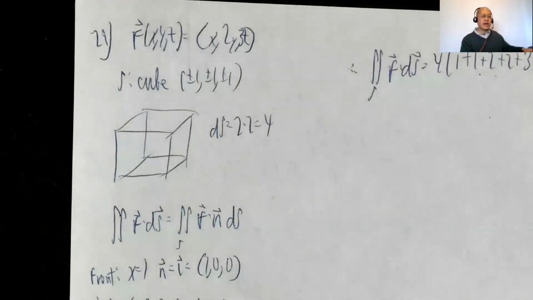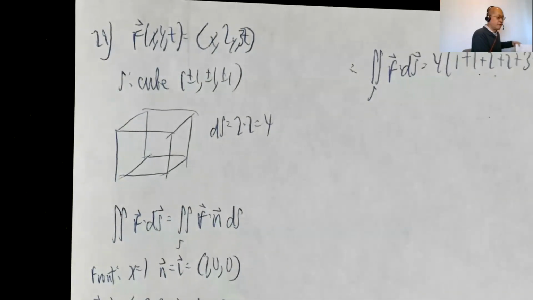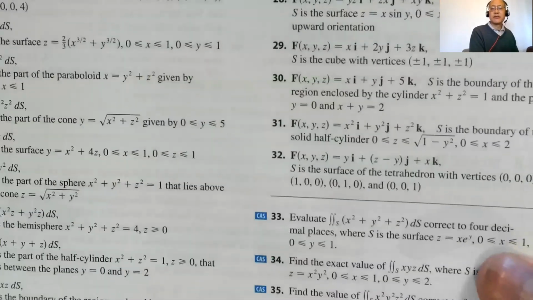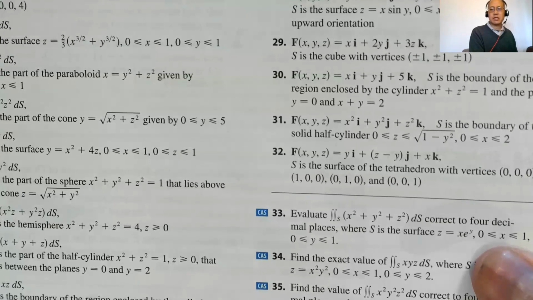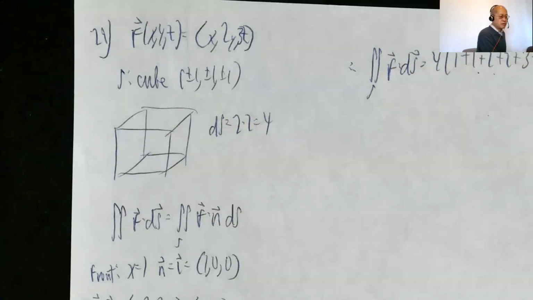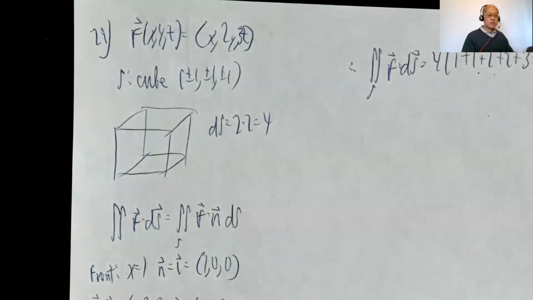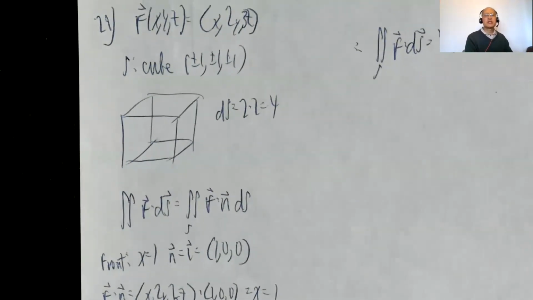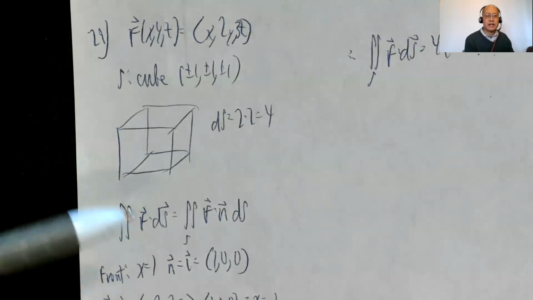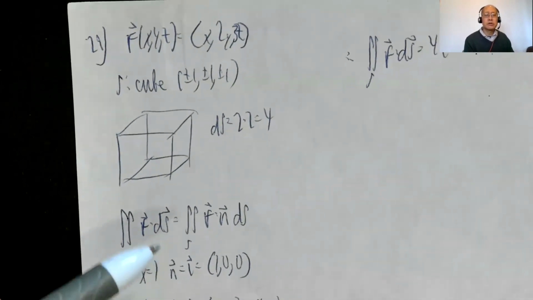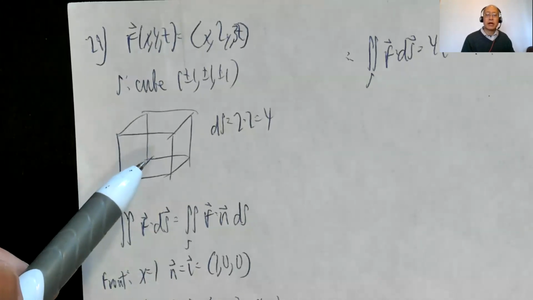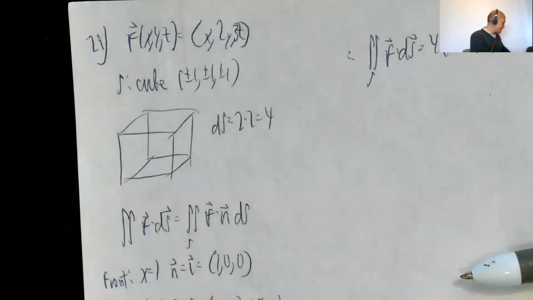And finally, 29, the flux of F across S. We give the definition of F. S is the cube with vertices plus or minus 1, plus or minus 1, plus or minus 1. So it looks like this. So we have 6 surfaces to consider: front, back, left, right, top, and bottom. Here's the one where it's recommended to do F dot N dS.